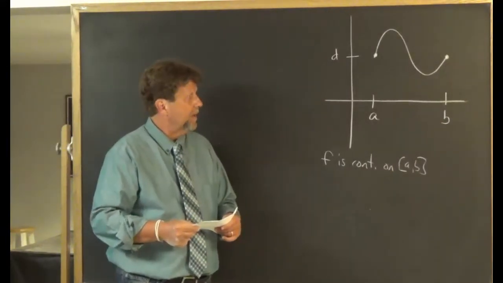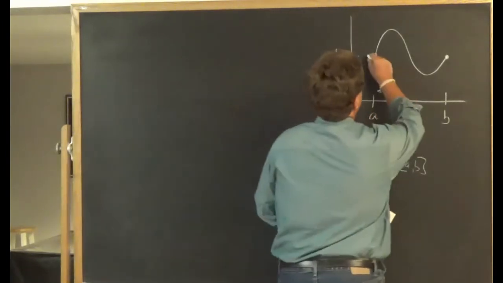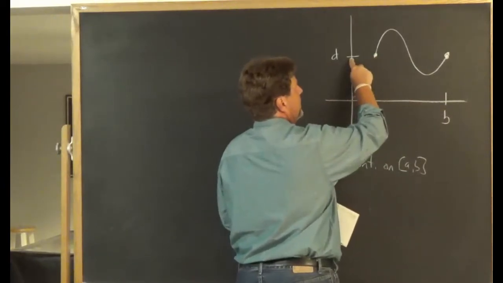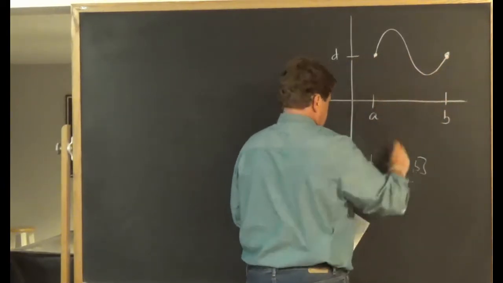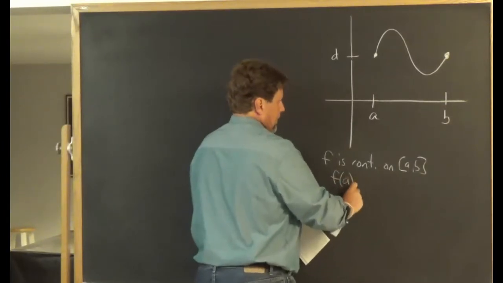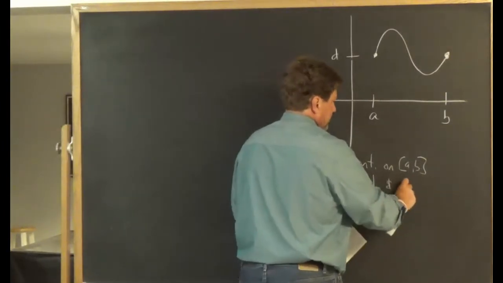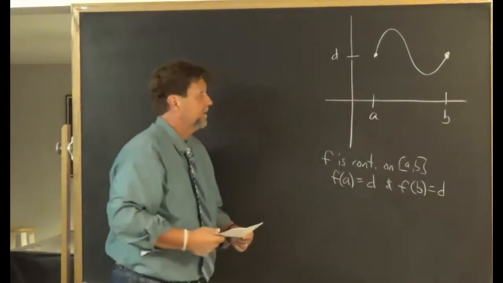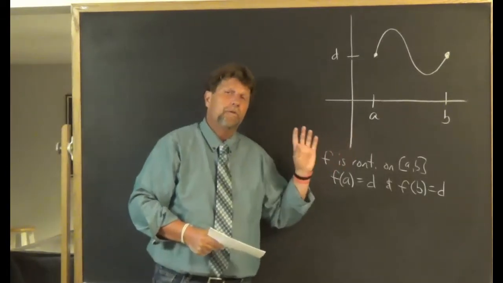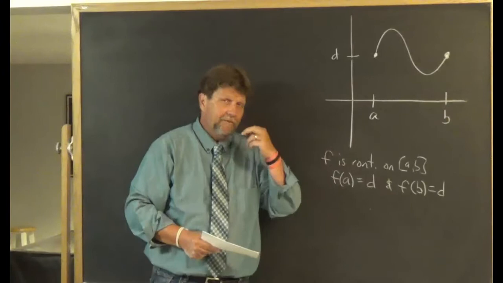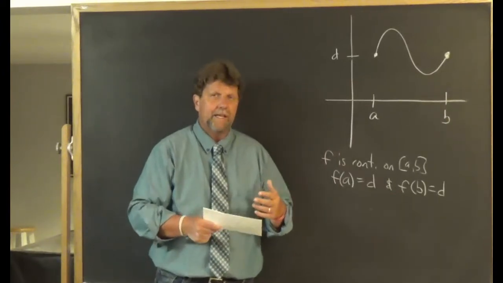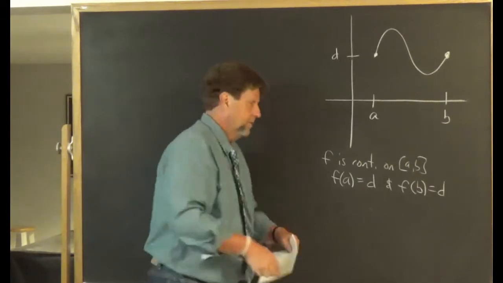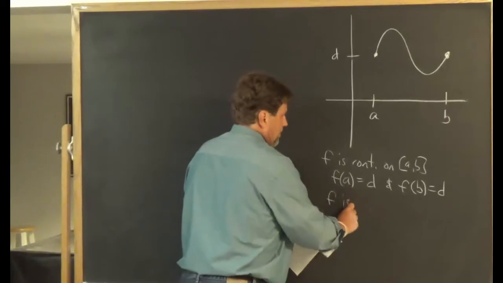Let's see, what else do we notice? Well, it looks like f of a is d, and f of b is also d. On the open interval (a, b), the graph doesn't appear to have any sharp turns in it, so I'm going to say it looks like the function is differentiable on the open interval (a, b).